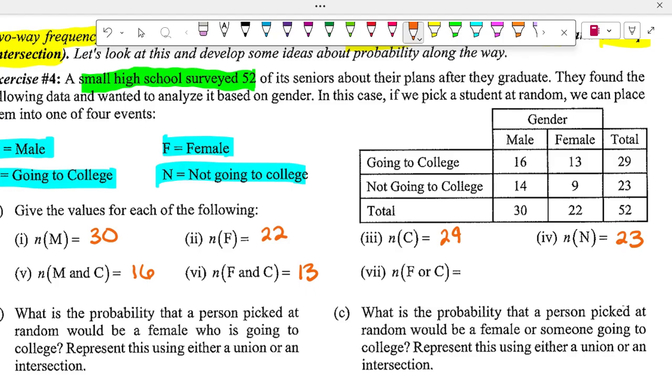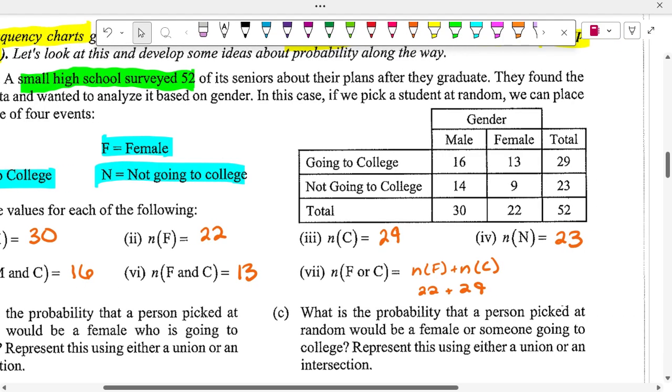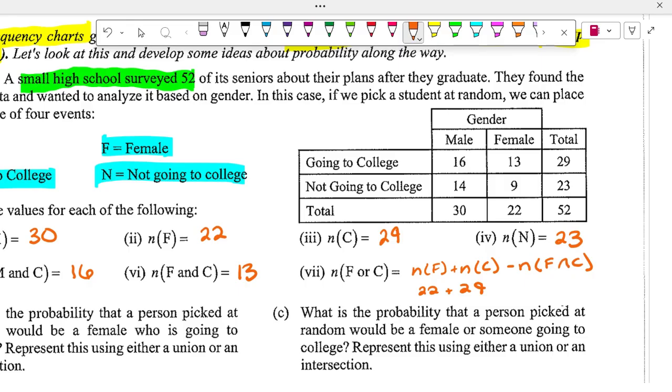Okay, so first off, what are the first two numbers that I need? 29 and 22. I need 29 and 22. That's the N of F plus the N of C. So I got 22 plus 29. What am I missing? We have to subtract the N of F and C, the intersection. So that'll be minus 13. So what's that equal to? 38.